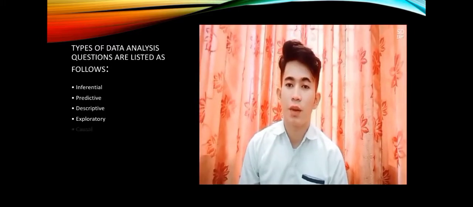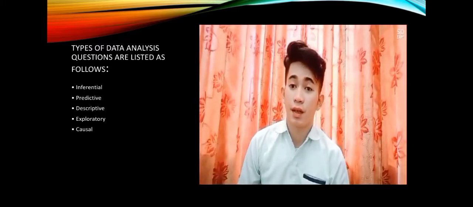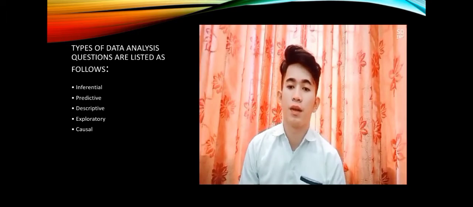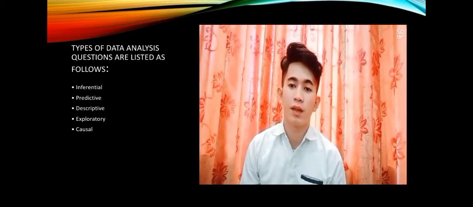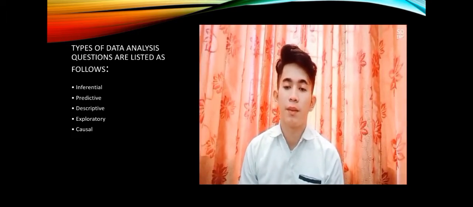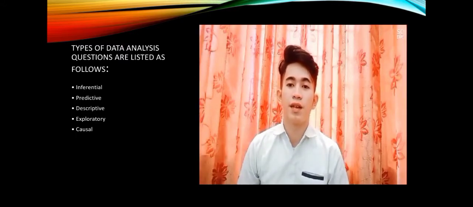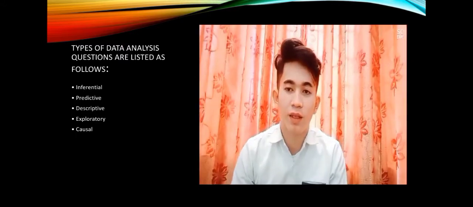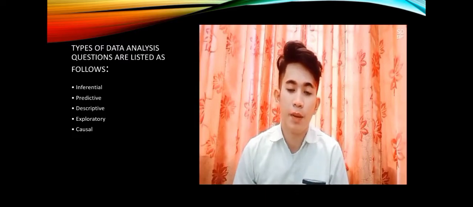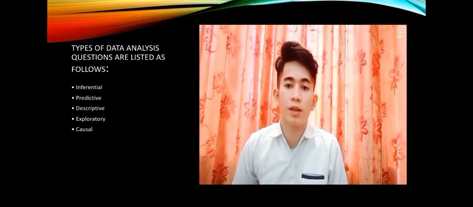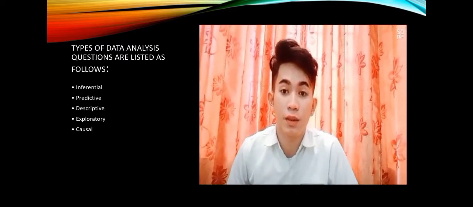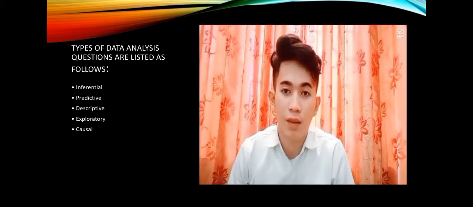So next is the causal question. A causal question asks about whether changing one factor will change another factor, on average, in a population. Sometimes the underlying design of the data collection by default allows for the question that you ask to be causal.